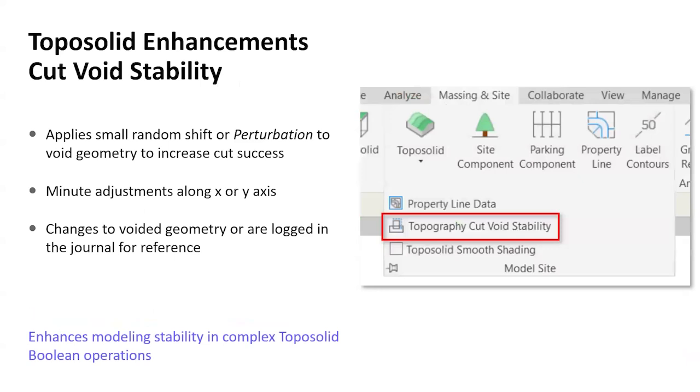Some cool, so we toggle on this topography cut void stability to get reliability of Boolean operations for small random shifts. So this helps overcome computation limitations that can cause voids to fail to cut. The changes are documented in warnings in the journal file. So if you are a journal nerd like me, digging through the journal, you'll see how this stability enhances topography.